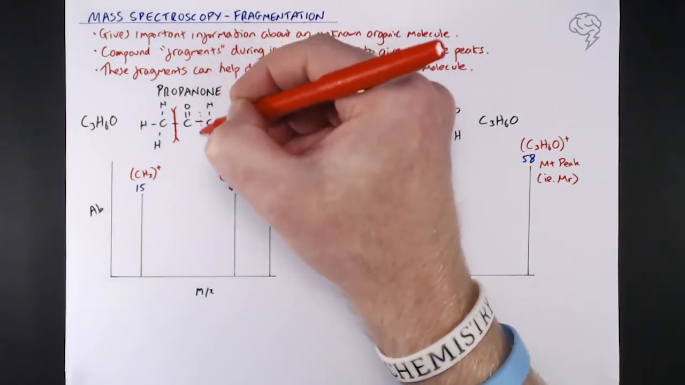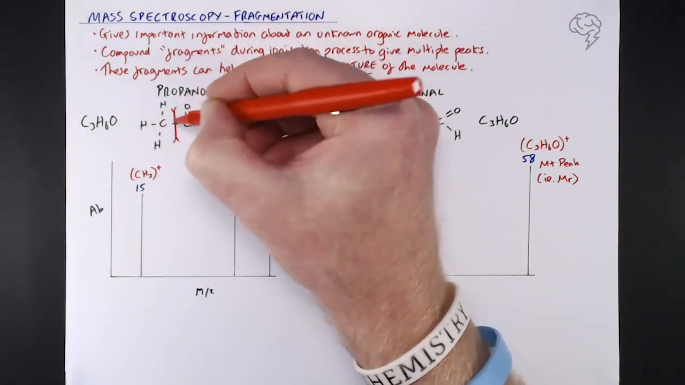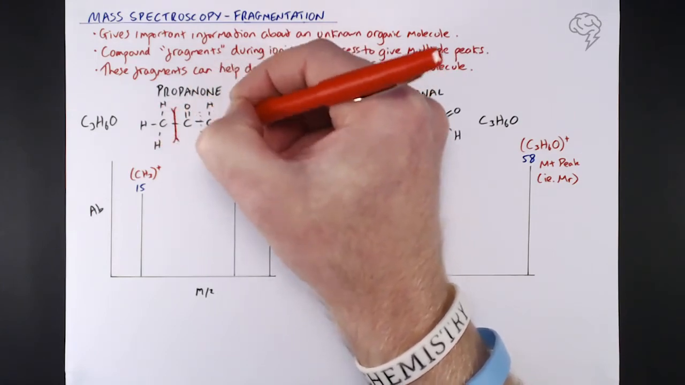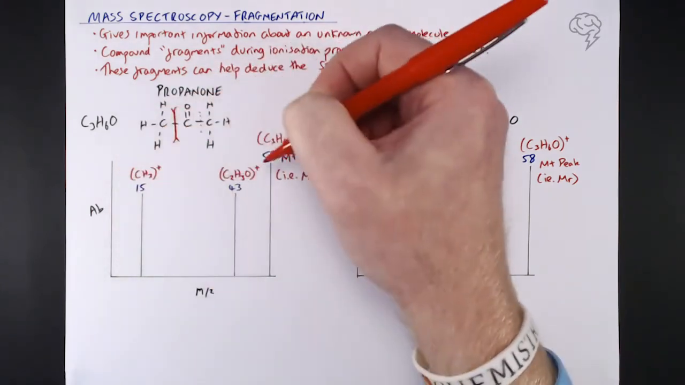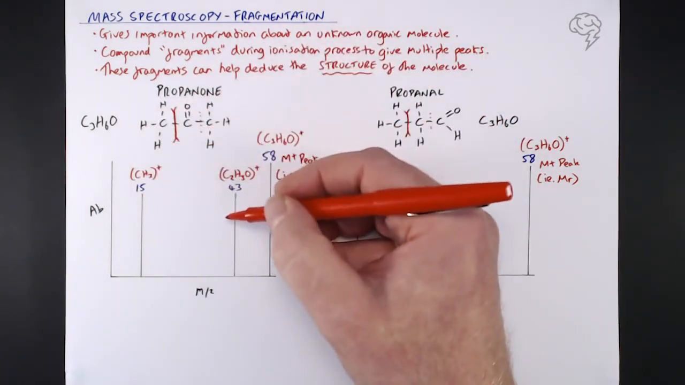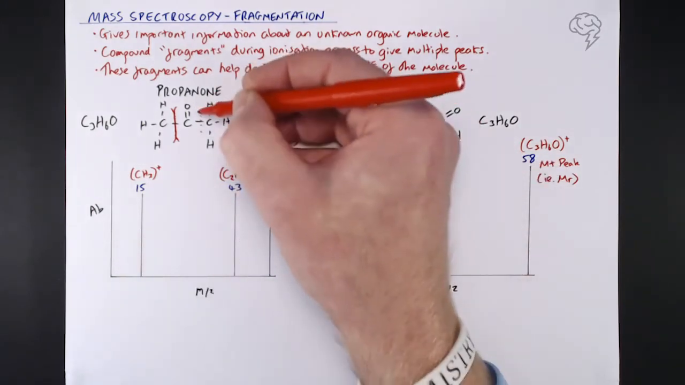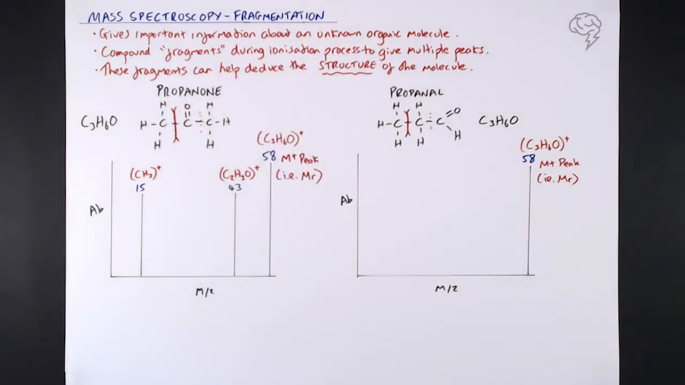Now, actually, if this bond was broken, we're going to end up with the same things. We're going to end up with a CH3 and a C2H3O. So if this one was broken, we're going to end up with the same peaks, which is why they're quite big. It happens quite a lot. So that's the mass spectrum we'd see for propanone. And like I say, you probably get a few different lower-level ones in there, but the major breaks are in that carbon chain.